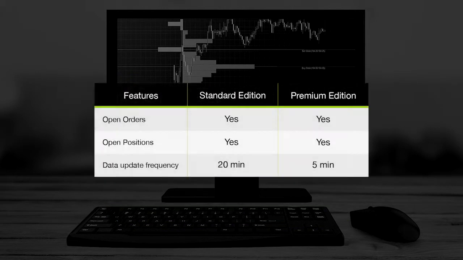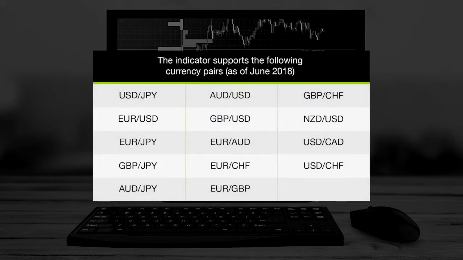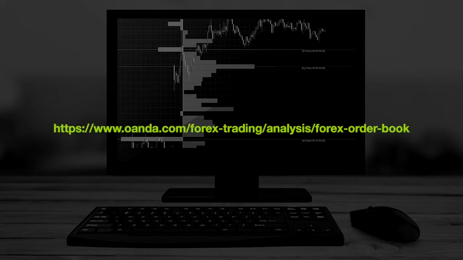The Premium Edition indicator allows you to view the same data as the standard indicator, but is refreshed every 5 minutes instead of 20 minutes on the standard edition. The indicator currently supports 14 currency pairs as of June 2018. You can check this link for the latest supported currency pairs.